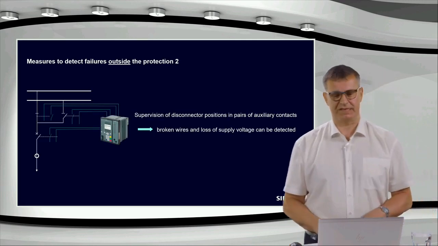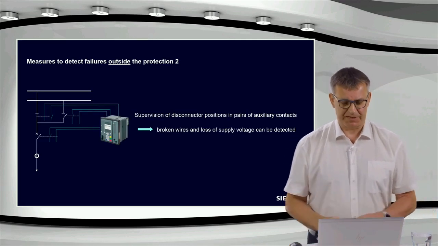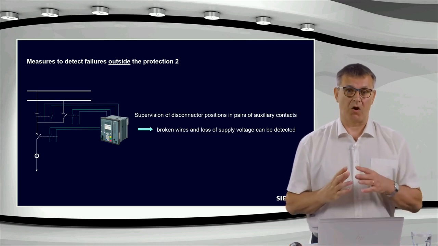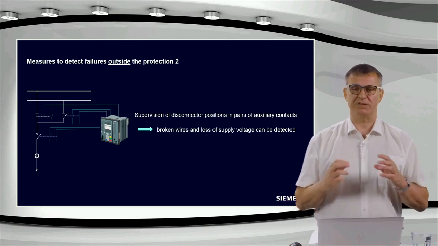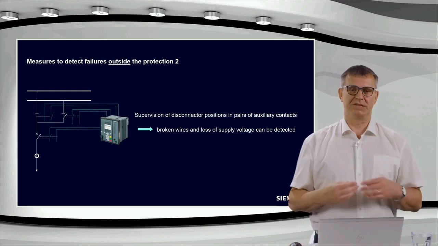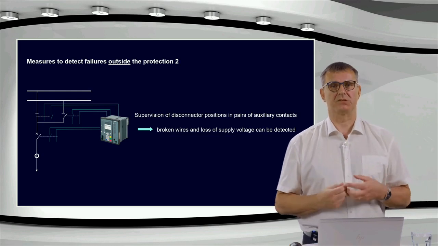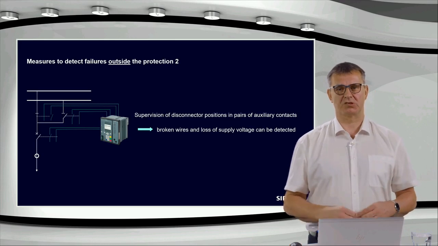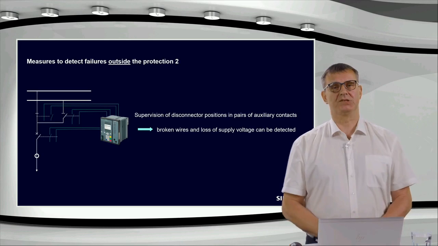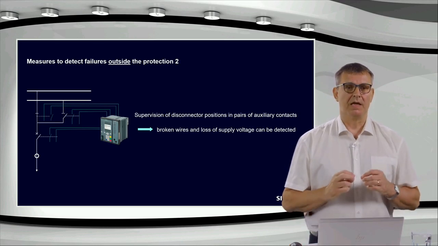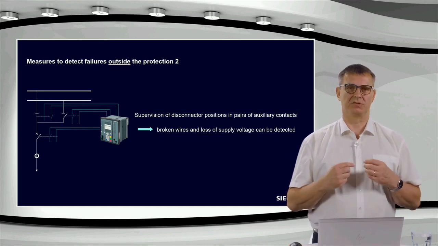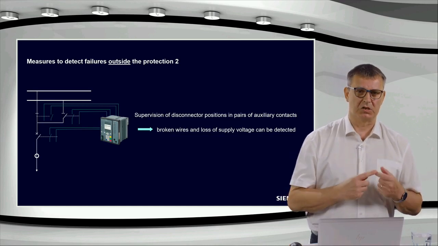In the second tutorial, Nina also explained in detail the supervision of the disconnector positions. It is only possible if you use pairs of auxiliary contacts. If you want to save some binary inputs, this supervision will not be possible. But today we have a distributed busbar protection, and then normally it should be no problem to have enough binary inputs to detect the disconnector positions with pairs of auxiliary contacts, using both the normally closed and the normally open contact.